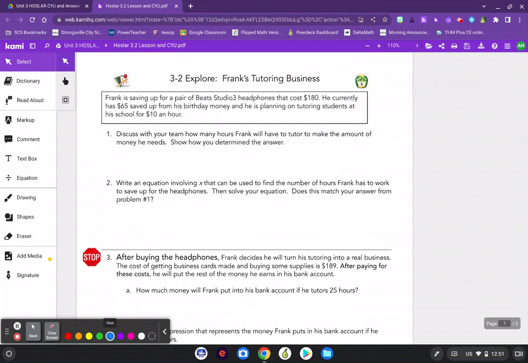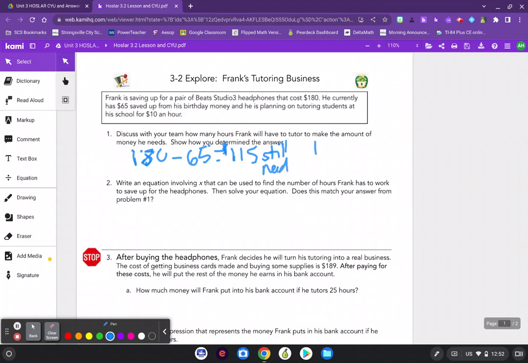So a lot of friends in class just logically thought through this, right? He has $180 that he has to save up in order to buy these headphones, but he already has 65, right? So I can take away the 65 I've already saved up. And when I do that, I have $115 that I still need. So I still need this money.